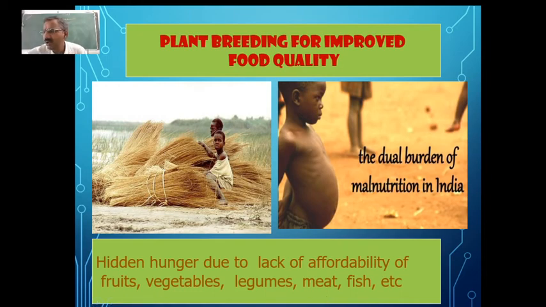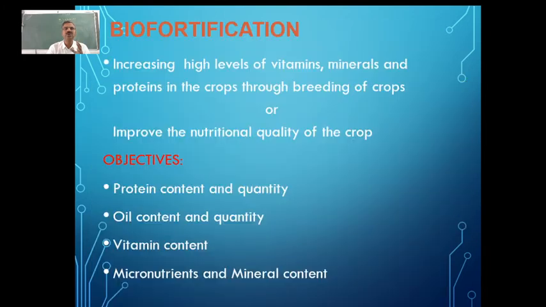So what is to be done here? For that we need to have food items which have better nutrients in them, which is done by a process called biofortification. The food which we eat should have enough quantity of vitamins, minerals, proteins, roughages, and all the contents which are there. So what is biofortification then?